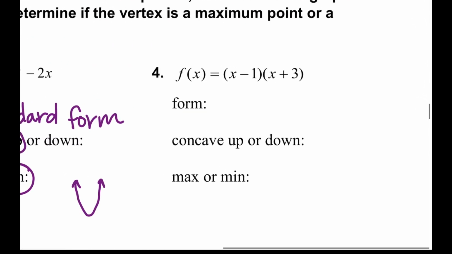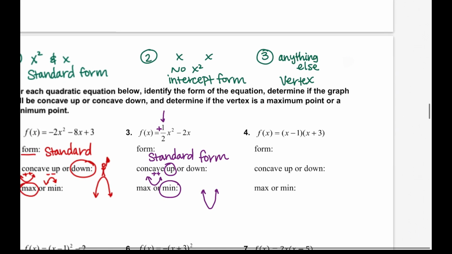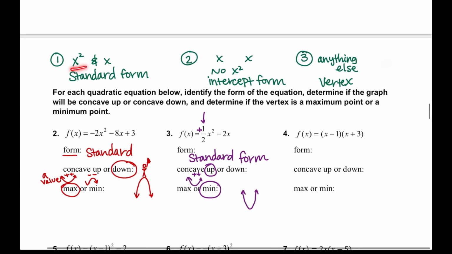So looking at 4, we want to look at our questions. Is there an x squared and an x? Now, if you look here, I don't have any squareds on this one. So this is not standard form. Question 2, is there an x and an x, but no x squared? We have an x and an x here. There's no x squared term like there was over here. So this is going to be an intercept form.